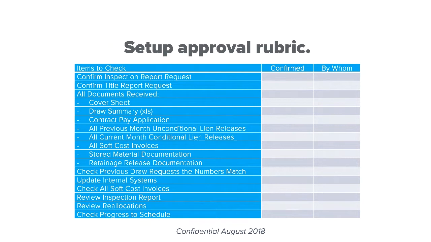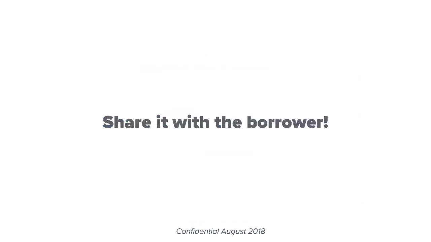And that goes to the big piece of advice for step one here, which is to just share the checklist with the borrower. A lot of the checklists, if they do exist, the lender isn't sharing with the borrower, so the borrower is unclear as to exactly what they're going to be reviewed against each month. And so we suggest including the approval rubric directly on the disbursement request.